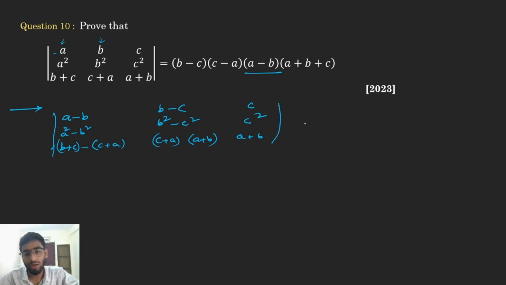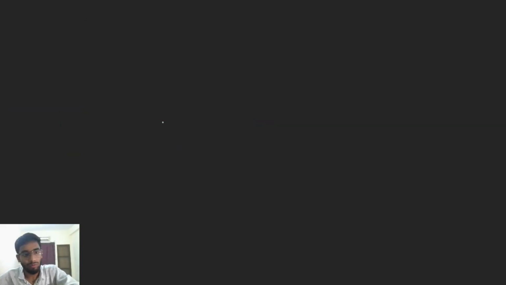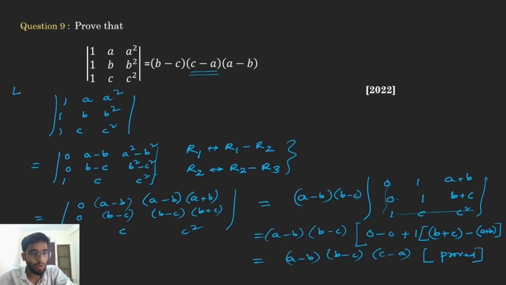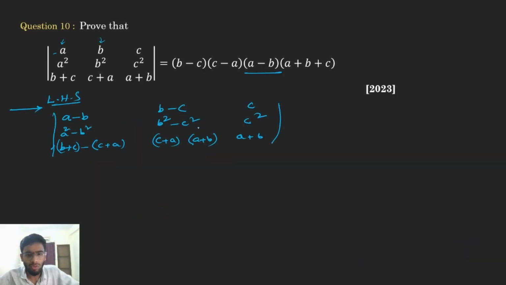What rule have we applied here? We have to write LHS. In the previous question also you have to write LHS. We are performing on LHS. So we have performed the operation in column 1. We have subtracted column 2 from column 1, and for column 2 also it is the same. We subtracted column 3 from column 2.